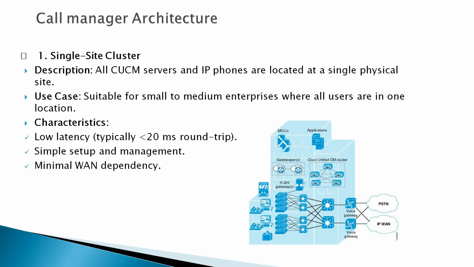And as per the description, all servers, CUCM servers and IP phones are located at a physical site, and the use case is suitable for small to medium enterprise where all phones are in one location, right? So you can see over here, this system has one CUCM cluster, might be publisher, subscriber 1, subscriber 2, TFTP1, TFTP2, right? And the application servers like Unity voicemail or CUP server are present in the same building. MCUs, gatekeeper, gateways, which are used for the PSTN connectivity, are also in the same site.